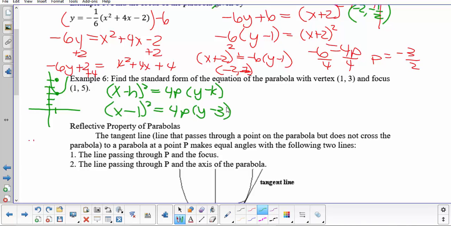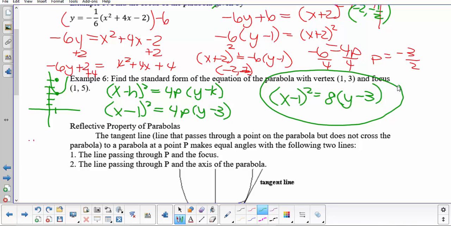Now, p is the distance from the vertex to the focus, and in this case it's 2. So when I substitute 2 into the equation, my final answer is (x minus 1) squared equals 8 times (y minus 3). And that is our equation.